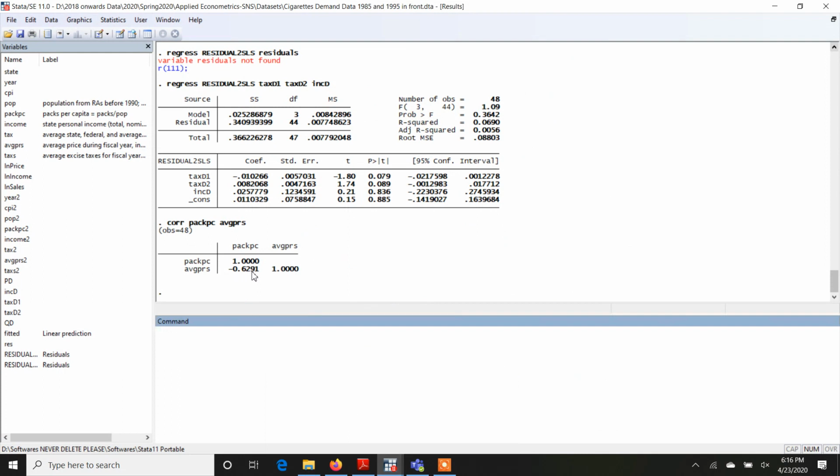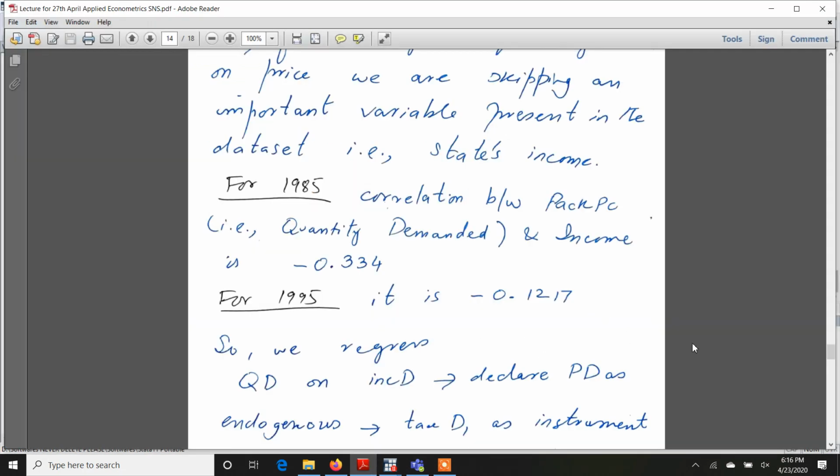So that means we have a negative correlation between the price being charged and the quantity demanded. Similarly, you can check for the other year as well by using PAC PC2 and AVG PRS2, right? I leave it to the viewer to try that correlation as well. Okay. So that means income is a significant predictor, or it is significantly related with the quantity demanded of cigarettes. So we must include this in the regression.